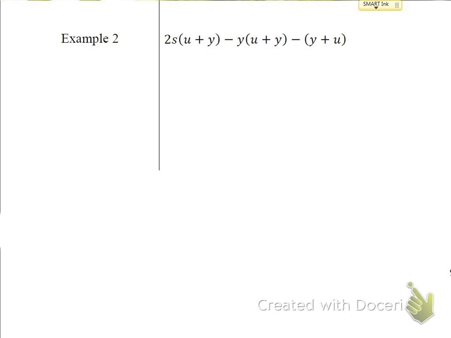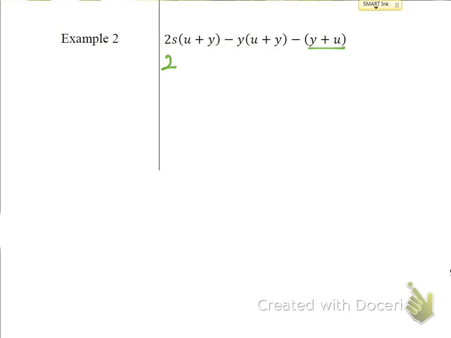Okay, so example 2 is also just getting you used to factoring out a binomial instead of a single term. So we're going to be factoring out the binomial that's in common here. We have in example 2, 2s times u plus y minus y times u plus y minus y plus u. First of all 3 of my binomials are the same except for this one, which is y plus u. Technically, is y plus u the same as u plus y? So I'm going to rewrite it so that they all look the same.